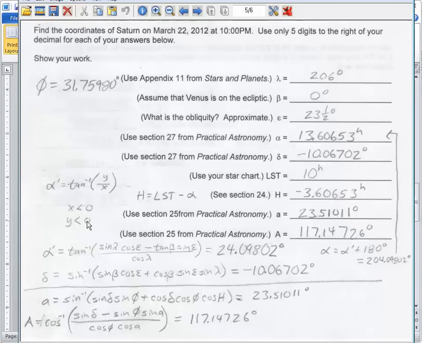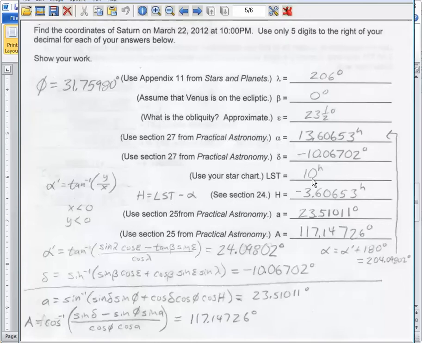quadrant 3. I'll let you look at that figure, or maybe I'll attach it to the comments of this video. It tells you that you need to convert this from being in quadrant 1 to quadrant 3 by adding 180. At that point, you get 204 degrees. Then you divide by 15 degrees to get the number of hours. It's right there. That was kind of tricky.